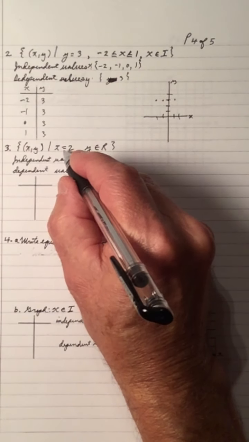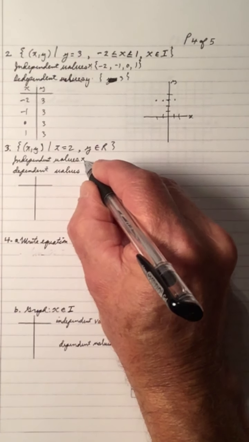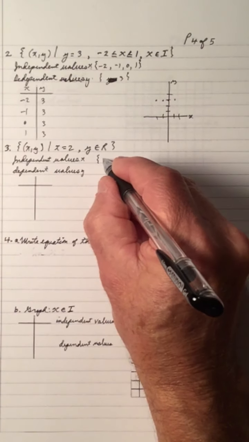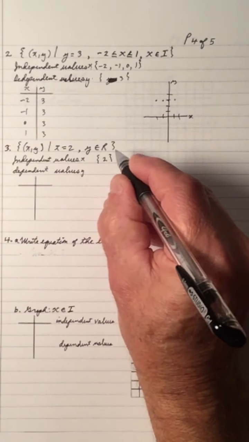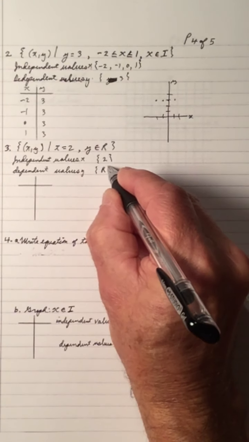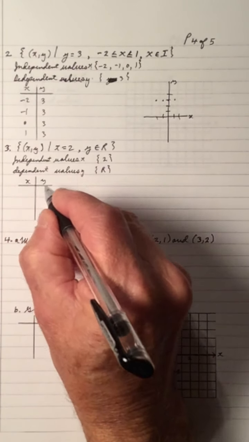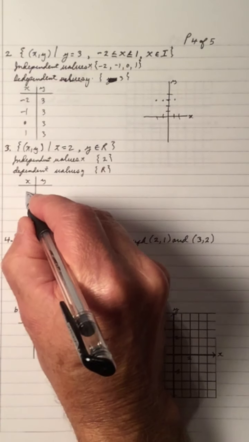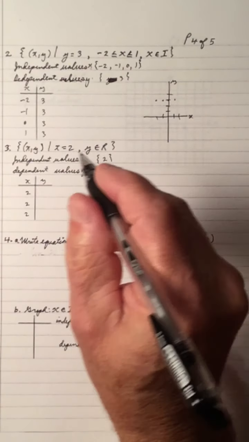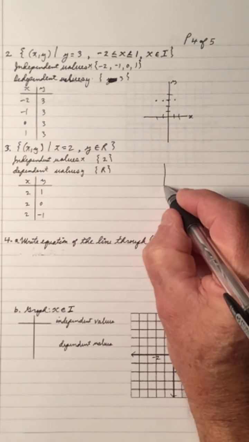Number 3, we have x equals 2. So again, the independent variable is x, the dependent variable is y. So the only value of x I'm allowed to use is 2. And the y values are reals. If that be the case, that's x and that's y. X is always 2. 2, 2, 2. But the y can be any number, so let's pick some. 1, 0, -1 are some of them.